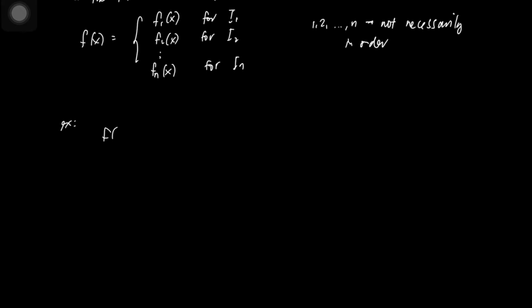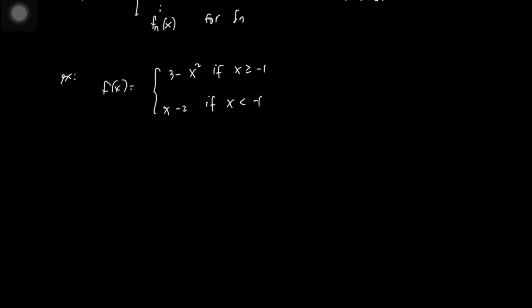Example, f of x is equal to 3 minus x squared if x is greater than or equal to -1, and x minus 2 if x is less than -1 is an example of a piecewise defined function.